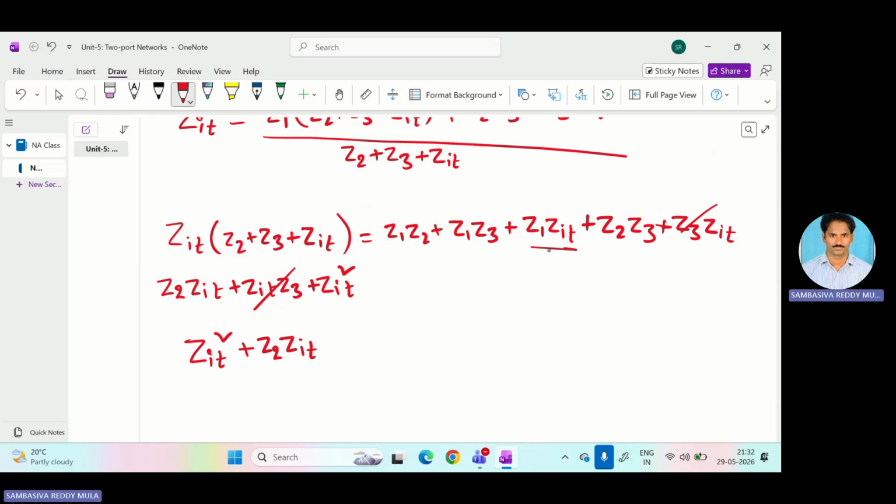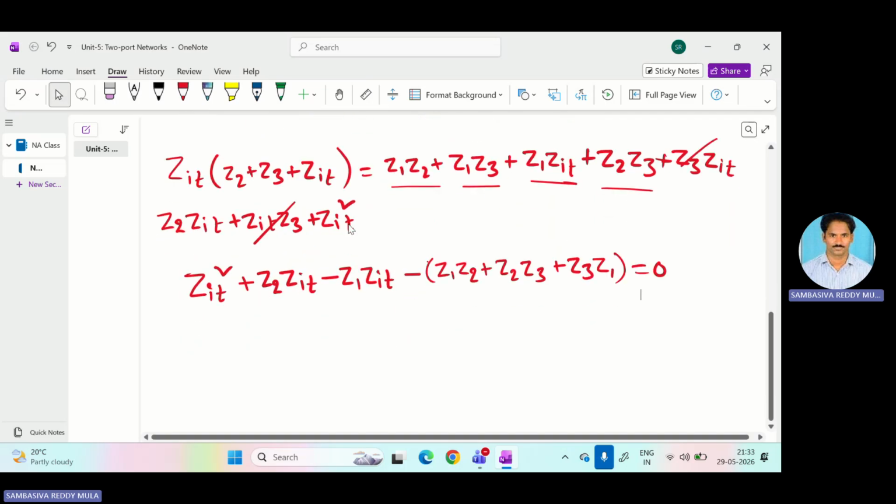This term, if you write on the LHS, we get minus Z1 ZIT. Here we have already written the entire LHS. What remains on the RHS is Z1 Z2 plus Z1 Z3 plus Z2 Z3. So if you write it on the other side, this becomes minus of Z1 Z2 plus Z2 Z3 plus Z3 Z1, and it's equal to 0. So this forms a quadratic equation in ZIT.